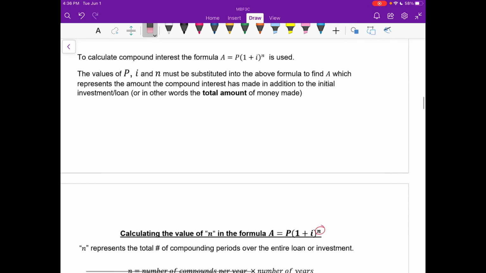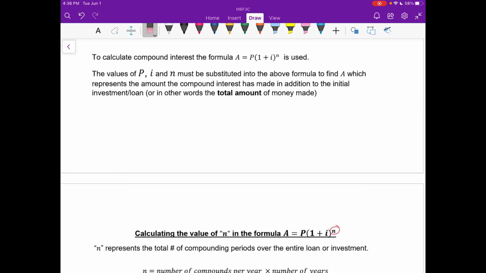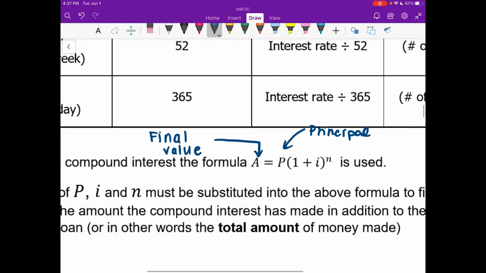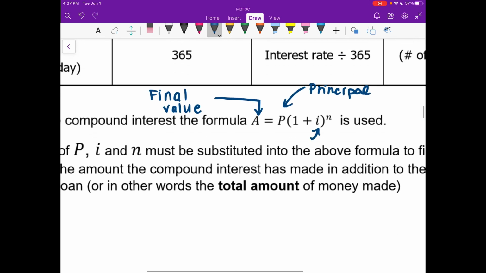So to calculate the compounding interest, you are going to use this formula. It's called A equals P(1 plus I) to the power of N. A in this situation represents our final value after however many compounding periods. P represents the principal, which is how much we originally invested. I represents the interest rate in that compounding period. And N represents the number of compounding periods.